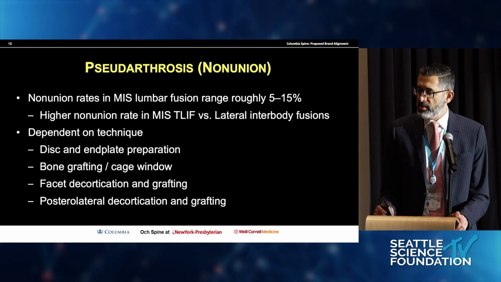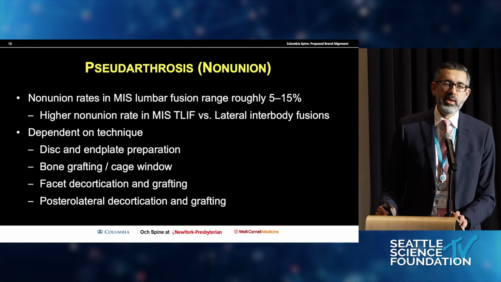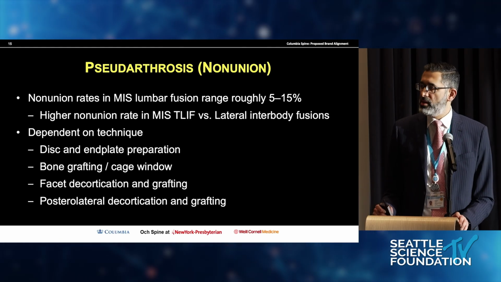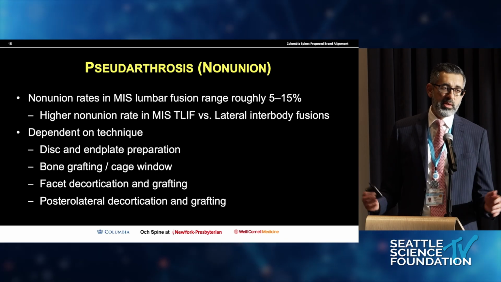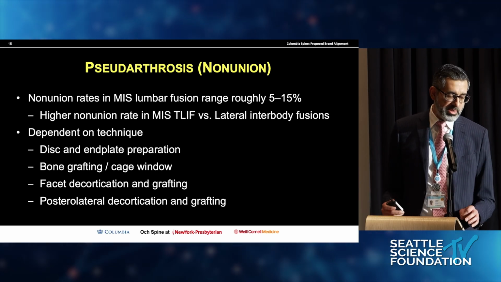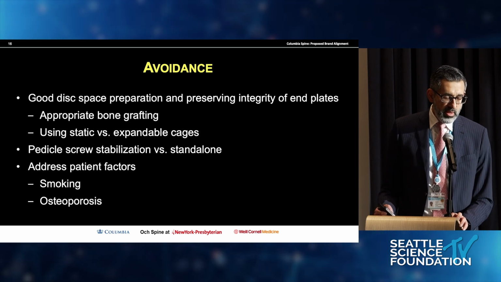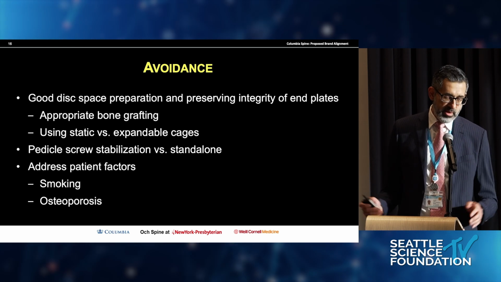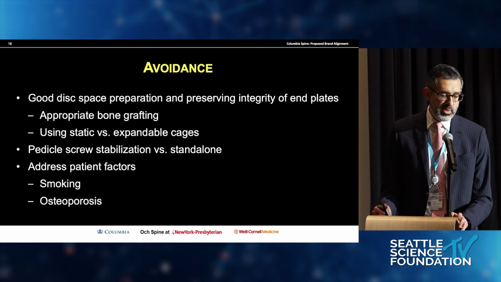It depends on your end plate preparation, your disc preparation, your bone grafting, what you're using. If you're also decorticating and putting graft in the facet joint, if you're still doing some intertransverse grafting or not. So a lot of other factors go into it. It's difficult to put them all in one. And so you avoid them by knowing all this and just your technique. Obviously, patient factors such as osteoporosis and smoking need to be addressed.